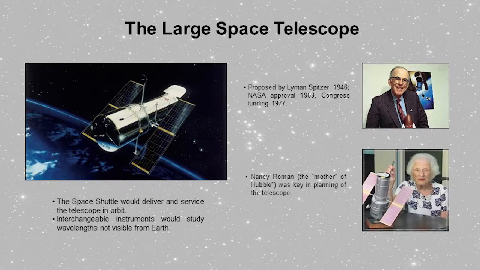Originally it was called the Large Space Telescope when it was first proposed, not yet being named. And yet the idea was to, again, put a large optical telescope into space. As we'll see, it's very important to be in space to get above Earth's atmosphere. And the plan, of course, was to have various instruments that would optimize the telescope for various types of astronomy.